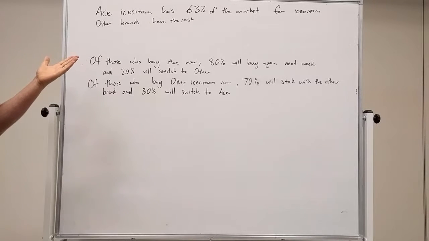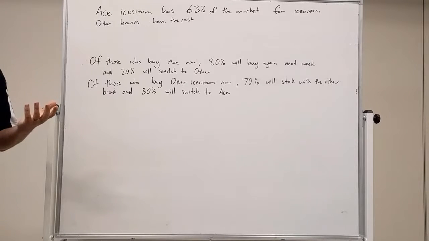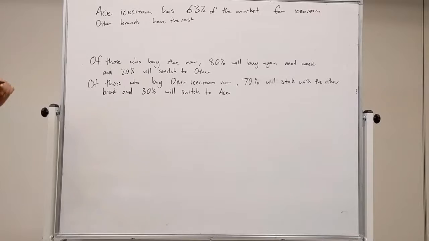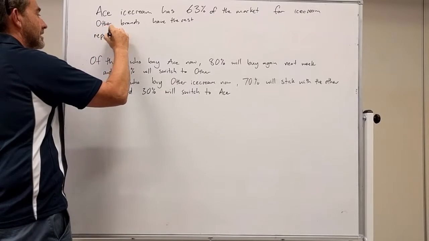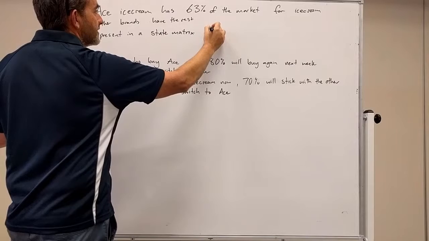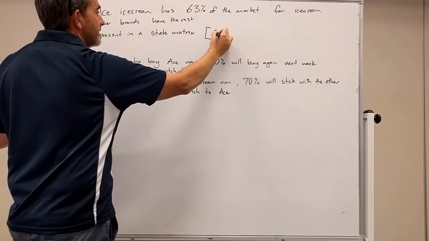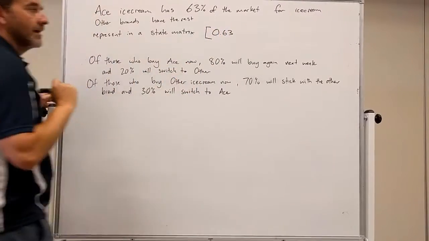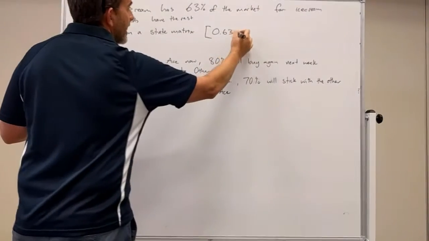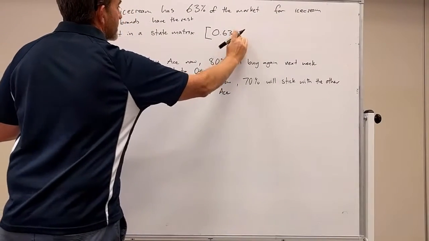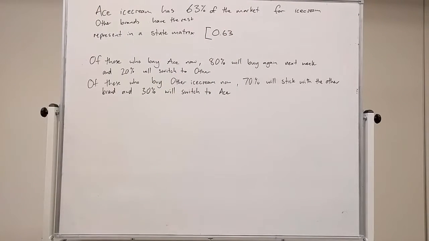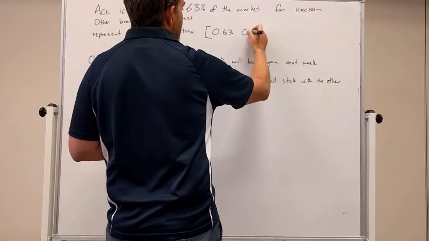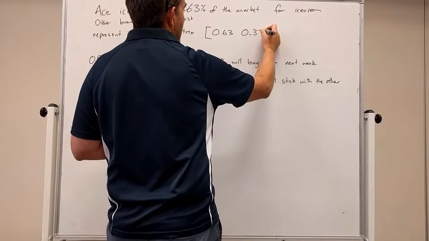Ace Ice Cream has 63% of the market for ice cream, other brands have the rest. We can represent this in a state matrix. So we're going to represent this, and the state matrix is going to say that 0.63 are with Ace, and what would the other number be? If 63% are going with Ace, what percentage would be going with the other? 37. 37, right? So we represent that in the matrix as a decimal.